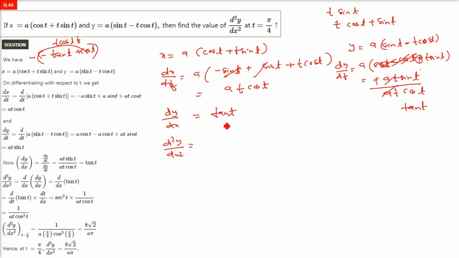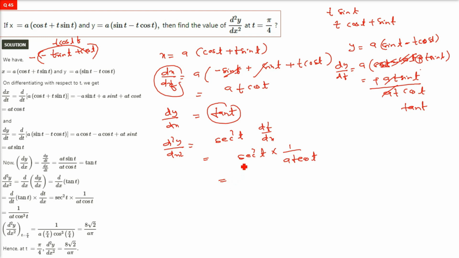So differentiation of tan t is sec square t, but we will not stop it here, because we are differentiating with respect to x, but we have t on the right hand side, so we have to do dt by dx also. Tan t gives sec square t, but dt by dx also has to be included, and dx by dt we have already computed, it is a t cos t. So dt by dx will be the reciprocal of that, that is 1 by a t cos t. So sec square t divided by a t cos t.